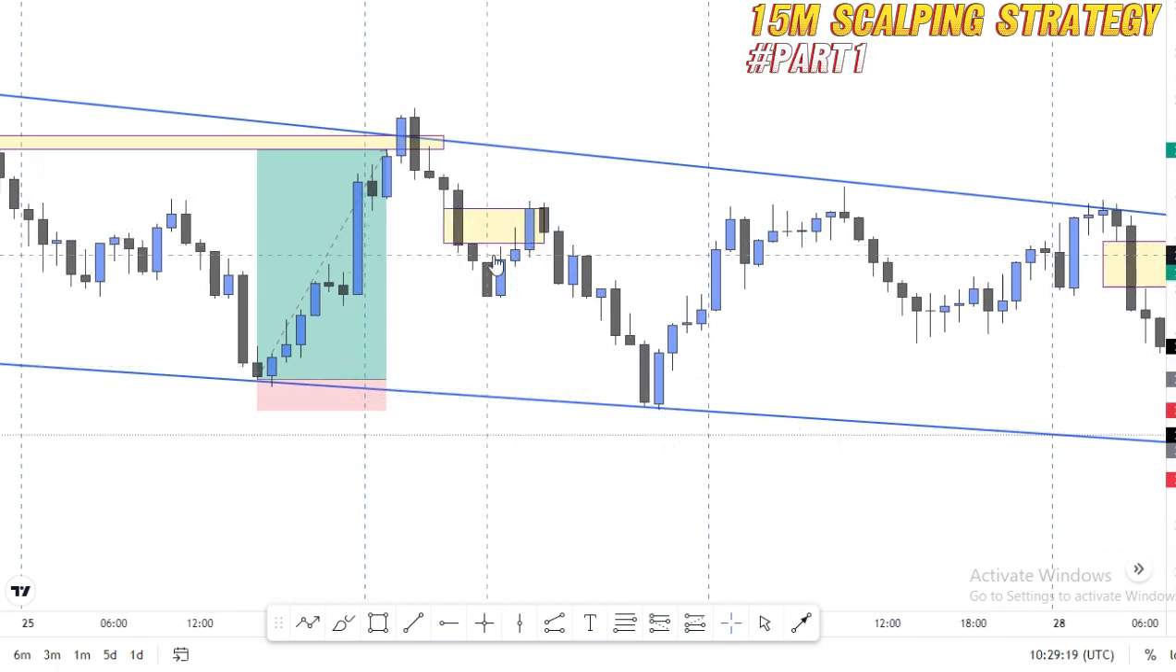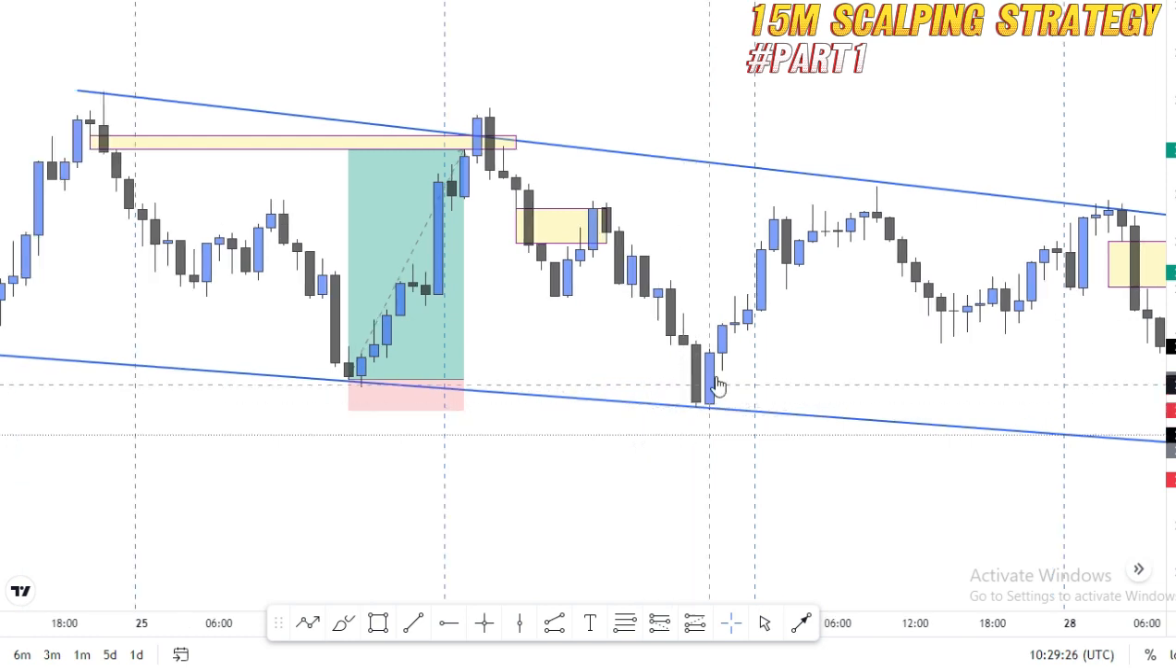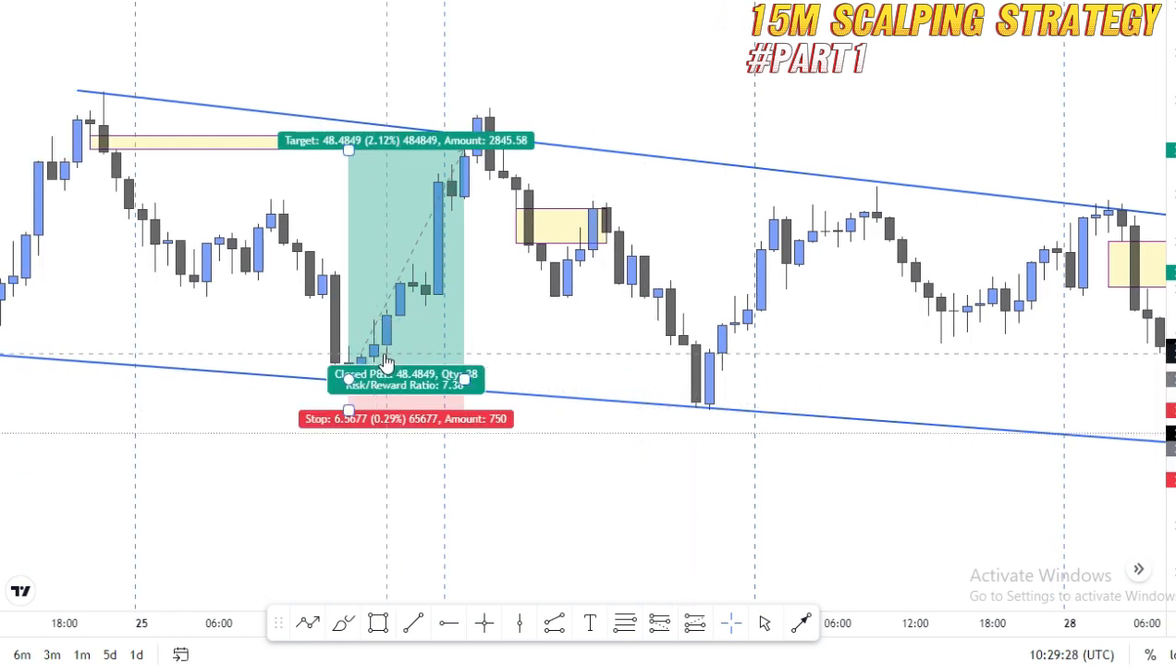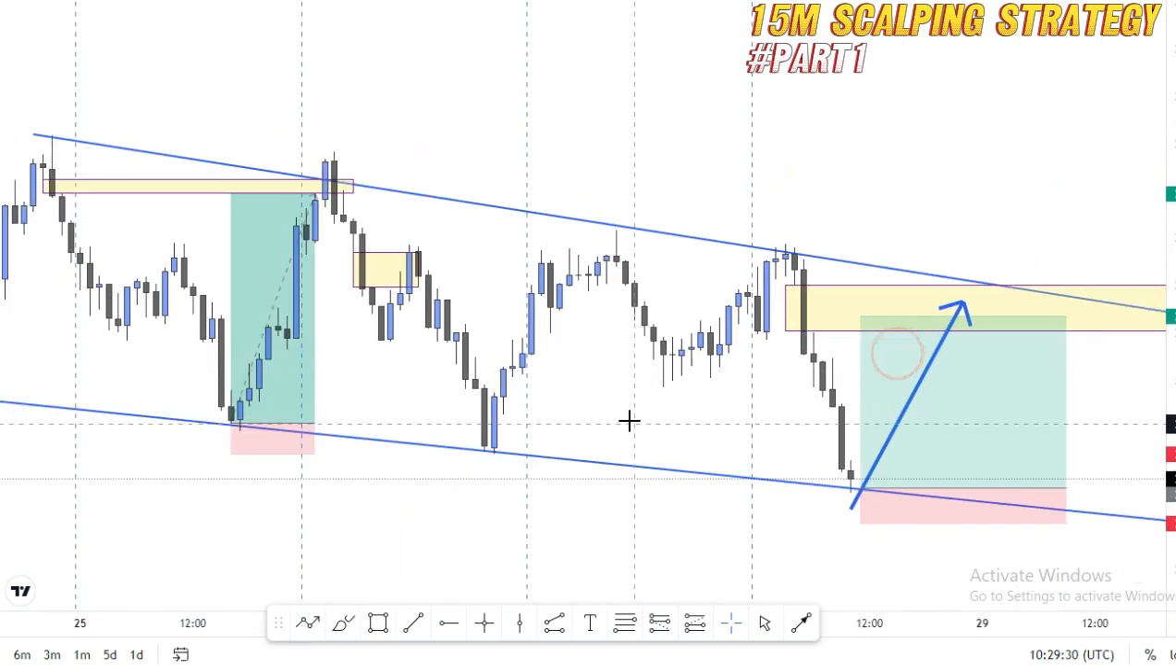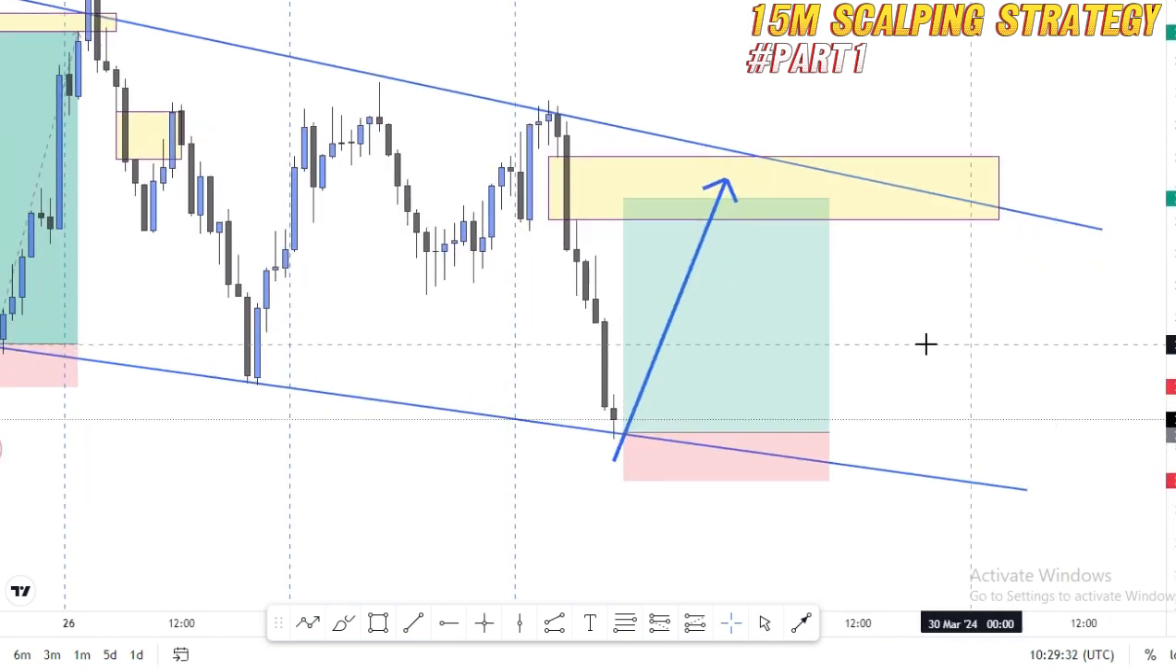So assuming this gap was not corrected, we would be making entry here, but the gap is already corrected, so we don't have any gap here that will actually help us to make entry. So there's no entry here. We had the first entry, there's no entry here. Then look at the second entry here. We are expecting the price to push up and correct this gap. So that's how simple this strategy is.